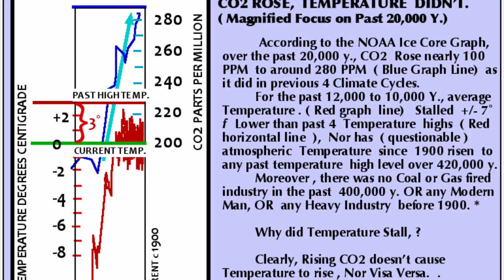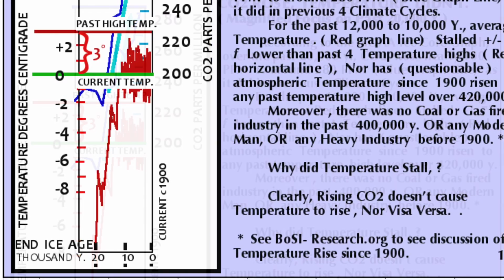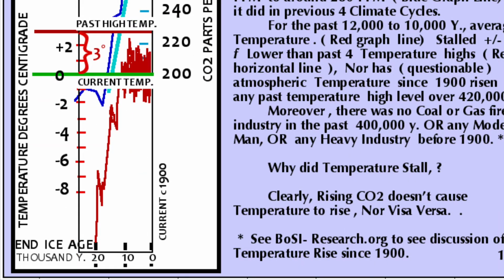So even though man had no heavy industry prior to 1900, CO2 rose as it did in every previous cycle, but temperature did not rise as it did in any of the past cycles. Why? Clearly, rising CO2 does not force temperature to rise, nor does rising temperature cause CO2 to rise.